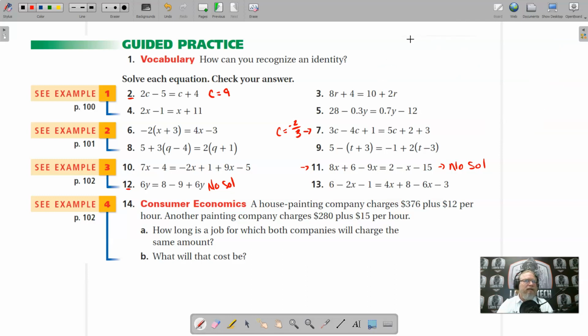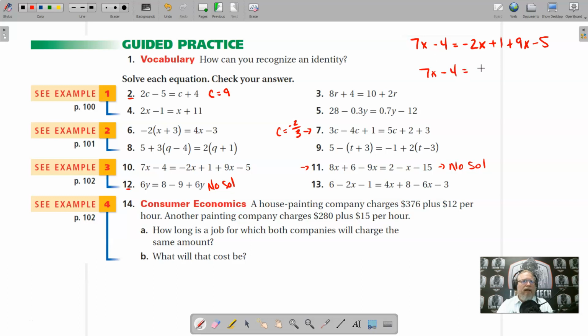Let's try 10. Let's do 7x minus 4 equals negative 2x plus 1 plus 9x minus 5. Yep. 7x minus 4, negative 2x plus 1 plus 9x minus 5. I don't know if this is going to work out or not. This may be no solution also as I glance at it. So let's see. So let's, on the right here, we don't have, or left, we don't have anything to combine.